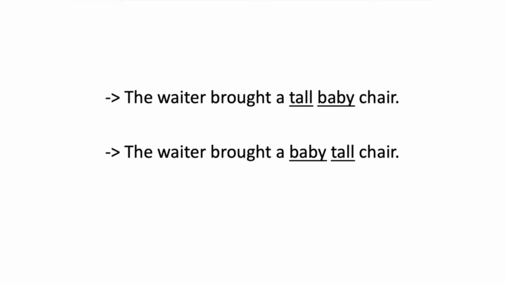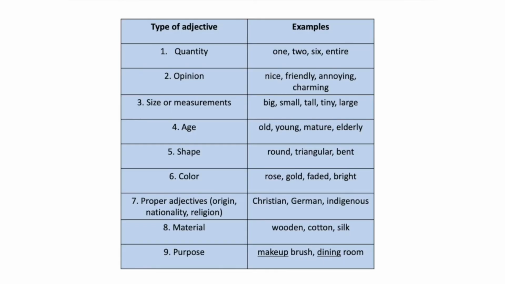Now here is a comprehensive list on how to order cumulative adjectives. Generally, it is best to use two or three adjectives at most with a single noun in order to not confuse or overwhelm the sentence. So this is the order in which we use cumulative adjectives.